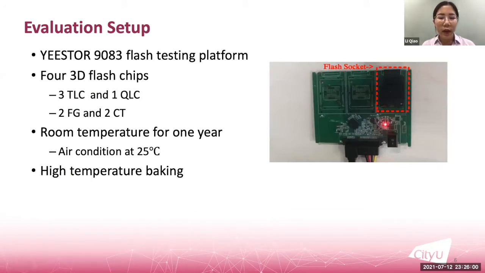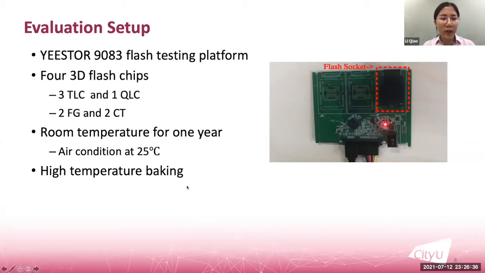We conduct evaluations on real 3D NAND flash chips to study the retention acceleration method. This is our evaluation platform, and 4 3D flash chips are evaluated. The experiments were conducted over multiple temperatures. For 1 year retention at room temperature, flash chips are placed in the office with air conditioning and the temperature is set at 25 degrees. For high temperatures, we calculated the baking hours according to the law as shown in the last slide.